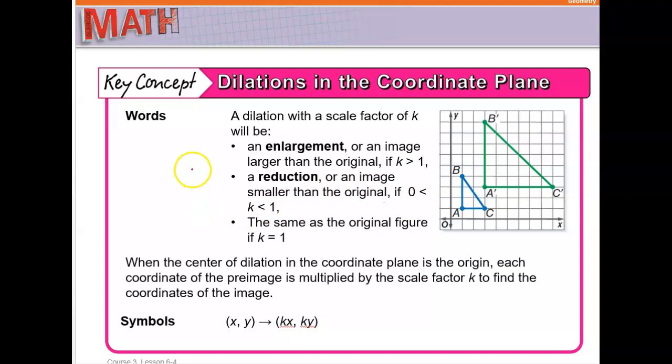So I like to think of reductions oftentimes as fractions. Usually they're like 1/4 or 1/2 or 1/3. So you're thinking of, okay, if I have my original and I reduce it by a half, it's going to get smaller. So for reductions, your scale factor is going to be fractional because it's going to get smaller.